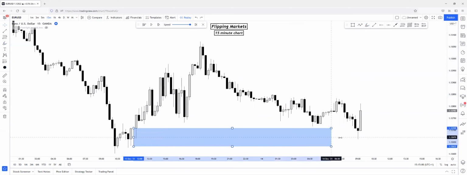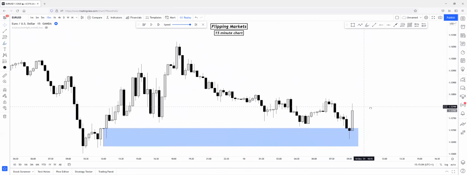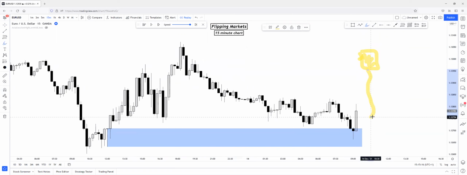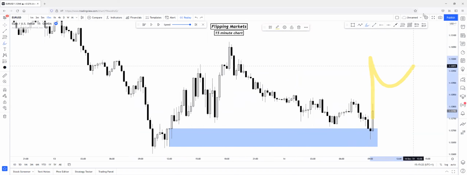So as you can see, price tapped into this demand zone with a liquidity sweep because we are on the 15-minute chart currently. And this is a 15-minute candle right here, this one. And it looks like this. Small body, really small body with a huge wick to the downside. So this means this was only a liquidity sweep. And after this, price can easily reverse and continue the bullish order flow.